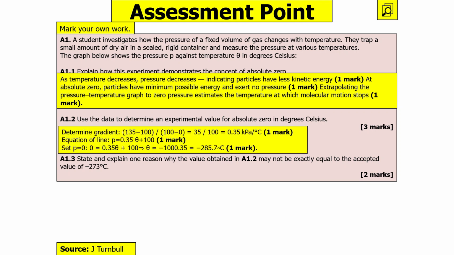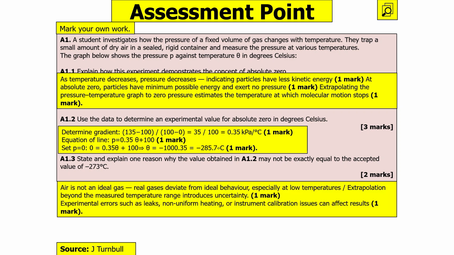So we would work out the gradient, so we would do 35 over 100, which is 0.35 kilopascals per degree Celsius. We can use the equation of the line, y equals mx plus c. So we can say that P equals 0.35 theta plus 100. So we set P to equal 0, because we know at absolute zero the pressure is equal to 0. Pop that in and we get theta coming out to be minus 285.7 degrees Celsius.